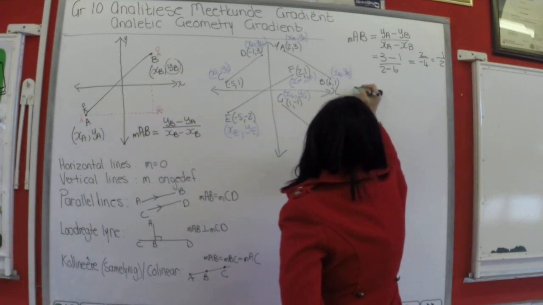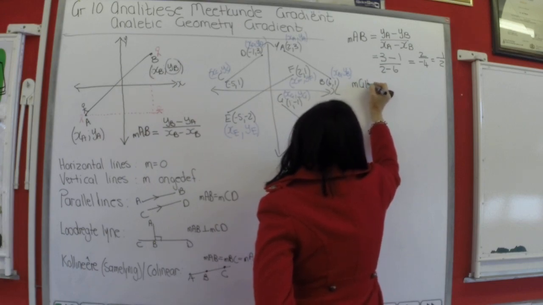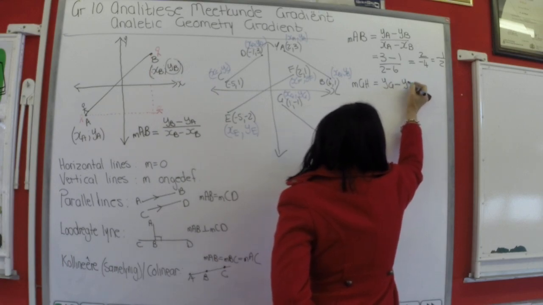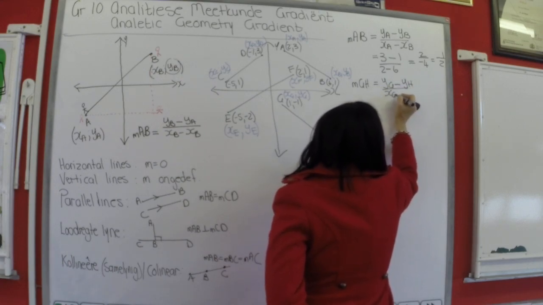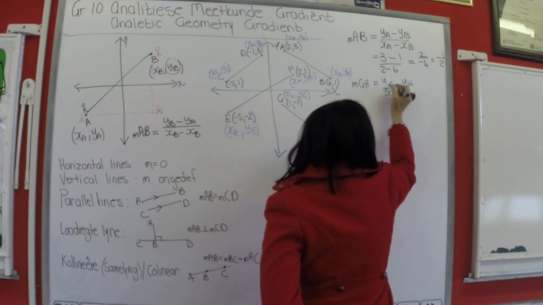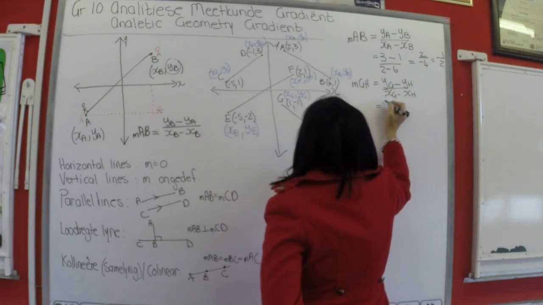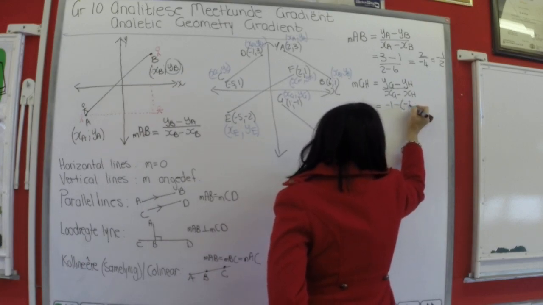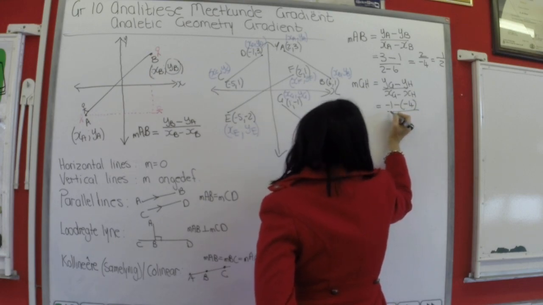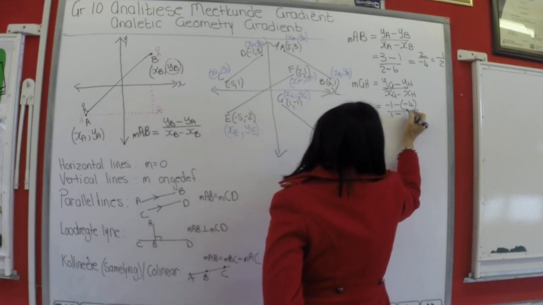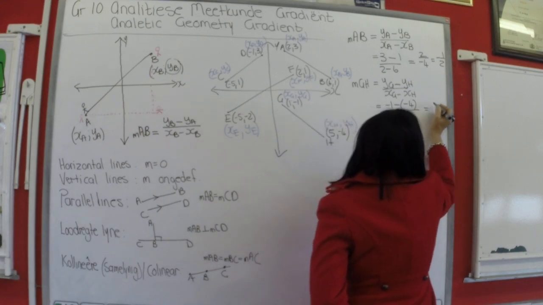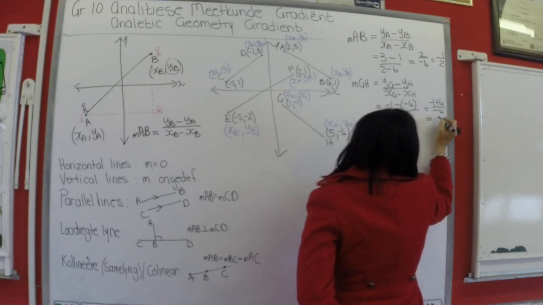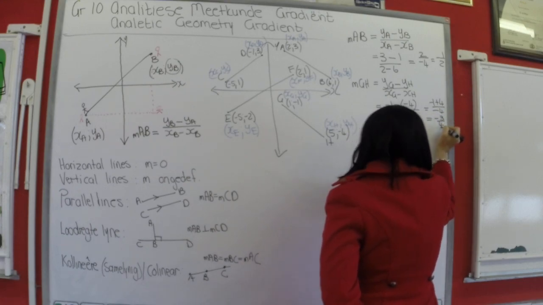Let's go to the gradient of GH. So ek het die y van g minus die y van h op die x van g minus die x van h. Sien jy, ek begin altyd met dieselfde een. So ek kan gaan sê die y van g is minus 1 minus die y van h, 2, op die x van g minus die x van h. Dit gee vir my minus 1 minus 2 op minus 4, en dit gee vir my minus 3 op 4.